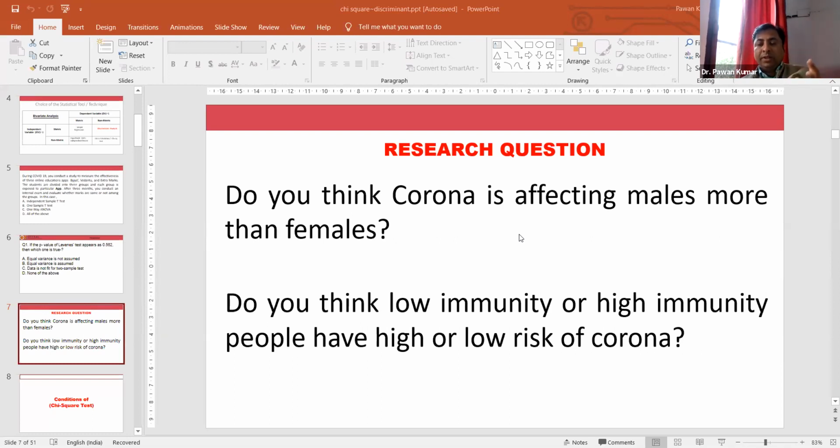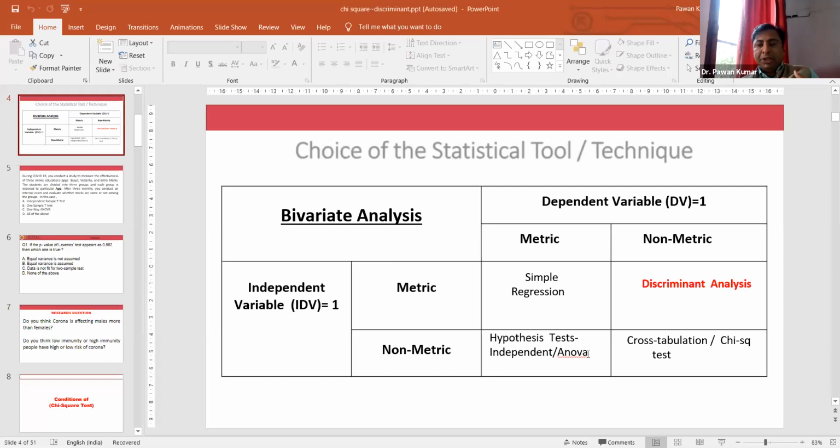Dr. Kuldeep, please try to understand when we are going to apply the chi-square test. As I have shown you here, in the chi-square test, our independent variable is non-metric and our dependent variable is also non-metric. Non-metric means categorical, ordinal and categorical. So here we have the cross tabulation or chi-square test.